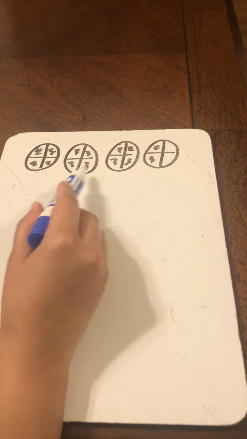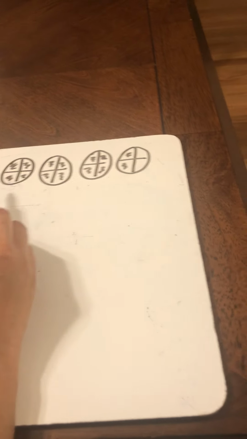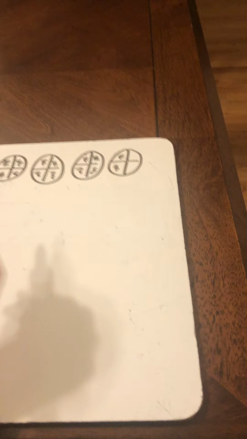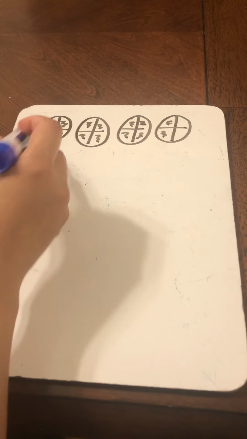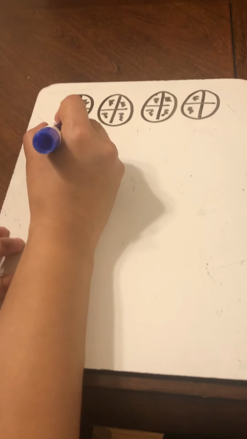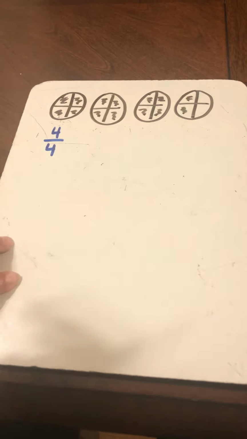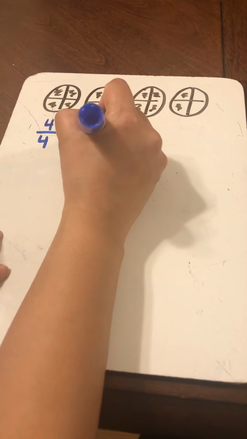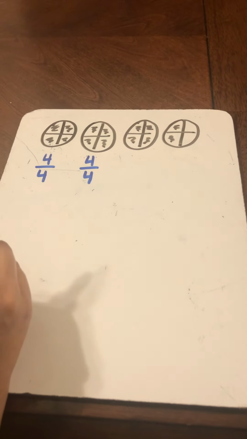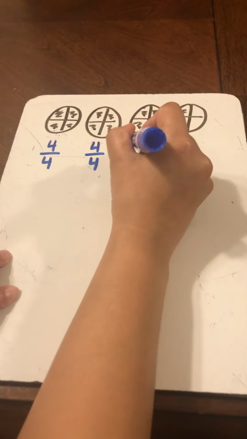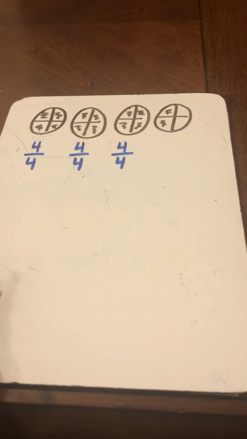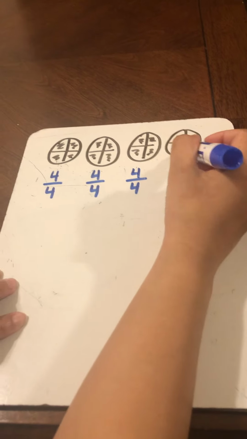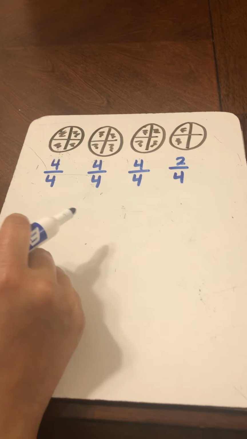You can see that I drew here 4 pies and each pie is cut into 4 pieces. So it's cut into fourths. This first pie, you can see that all 4 pieces are shaded in. So a fraction for this pie would be 4 fourths. This pie also has all 4 pieces shaded in, so that is 4 fourths as well. This pie also has all 4 pieces shaded in. This last pie only has 2 pieces shaded in, so that's 2 fourths.